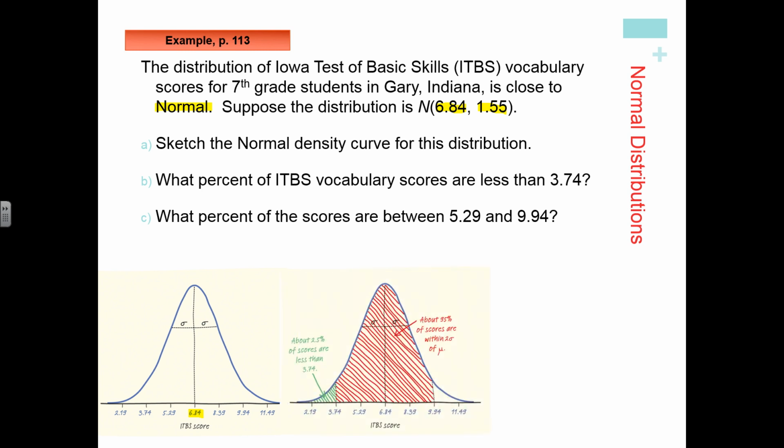So it says, what percent of the ITBS vocabulary scores are less than 3.74? Well, with my numbers, I see that here's 3.74, this line. Make sure you understand I'm talking about this line right here. And I want everything that's less than that 3.74.